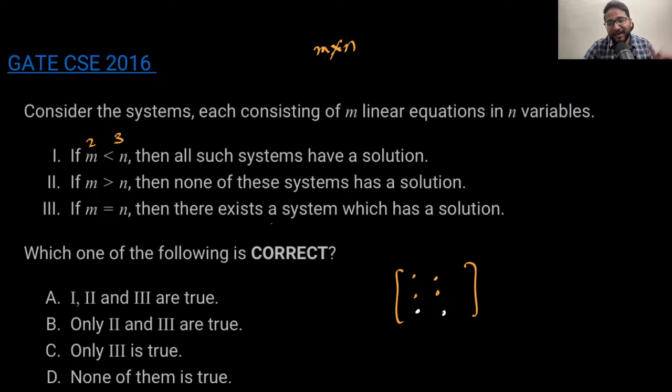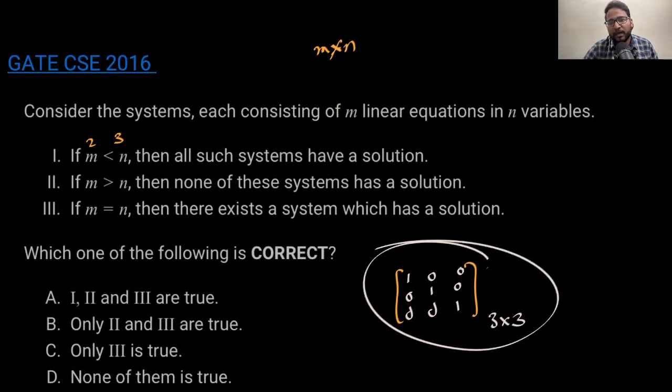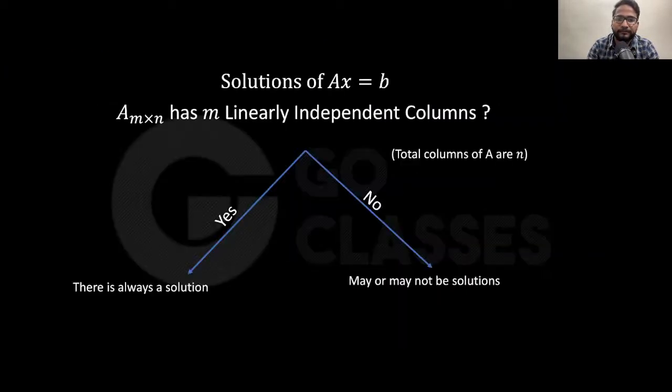If m is equal to n, then there exists a system. Yes, there exists a system. Can you tell me the most convenient matrix? Let's suppose it is 3 into 3. There are many matrices for which the solution exists, but let me just tell you the most convenient one. There exists a system. Yes, this is a system. I mean, system means there is an A and there is a B. You can have any B which will have a solution. So this is true, right? Only the third is true. So C should be the answer.